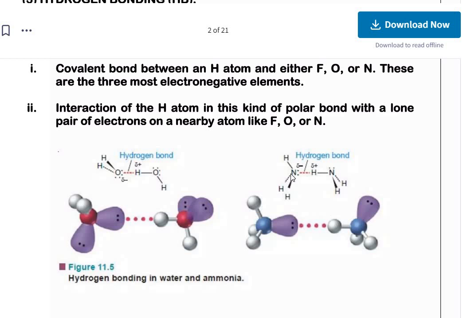Now you can see in ammonia, nitrogen has a partially negative charge and one of the three hydrogen atoms of ammonia is involved in the hydrogen bonding. So in the pictorial diagram you can see how hydrogen bonding exists in water molecules and ammonia.